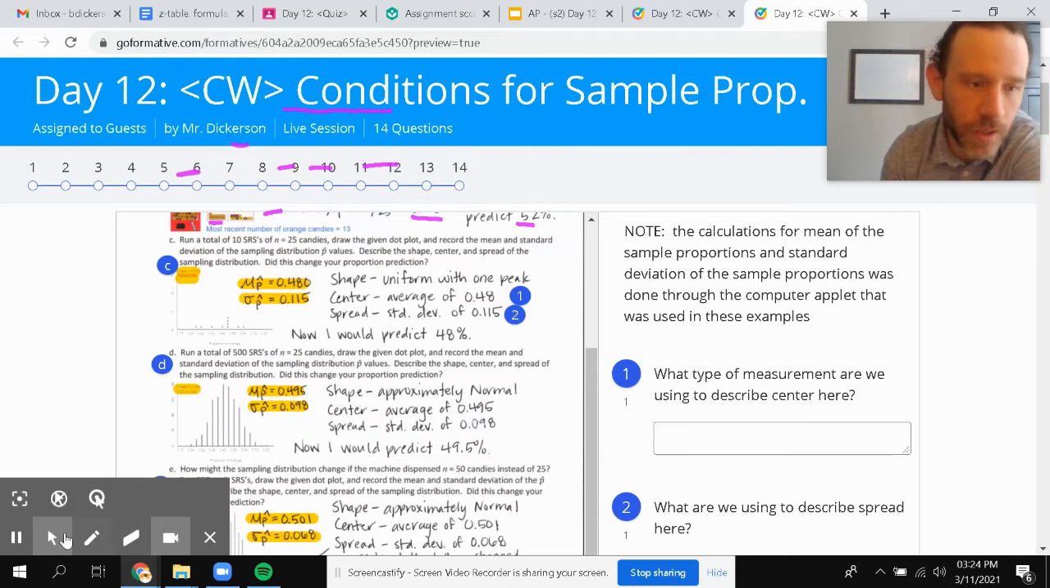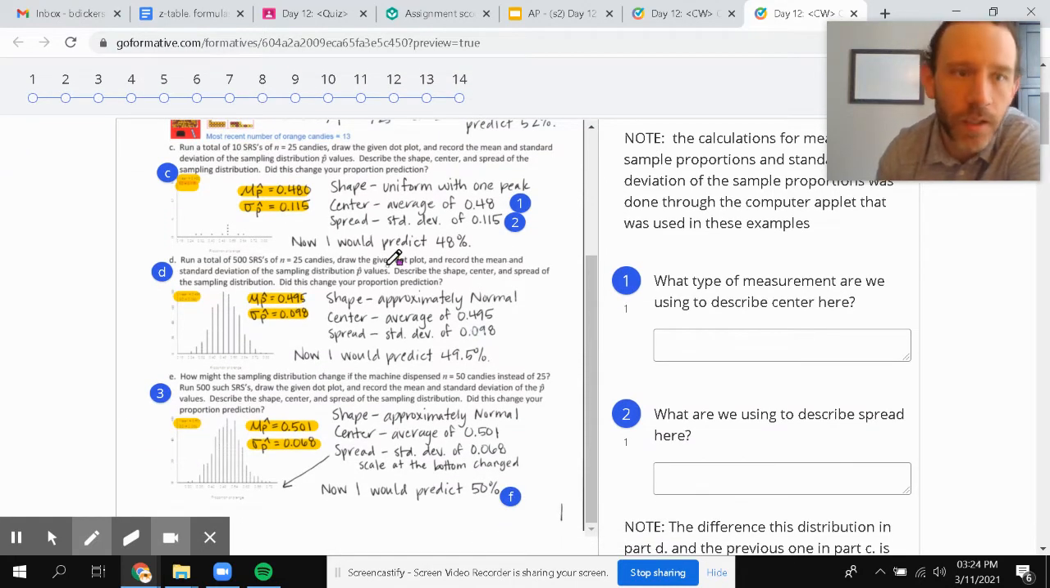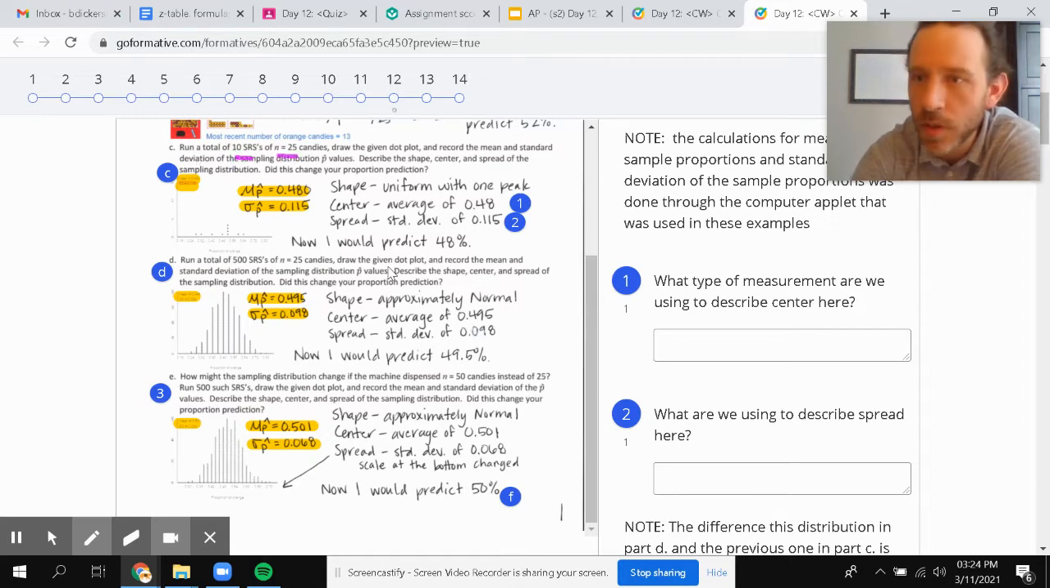So let's scroll down and actually expand on this. Okay. So what's going on? We've got a situation here where we took 10 samples, right? All of sample size 25. All right. These calculations, class, were done by a computer. So this is all done in some simulation. Okay, so that's where we get these numbers. They were right here. And then we get these outcomes, okay? If we're describing shape, remember shape, in this case, is probably pretty uniform with one peak, okay? We're looking at the distribution.